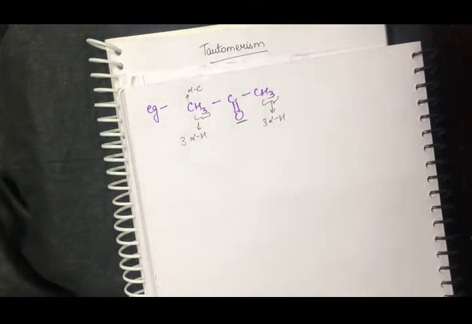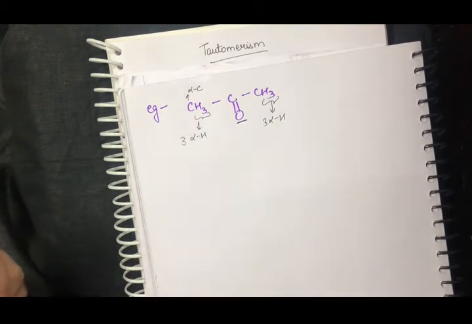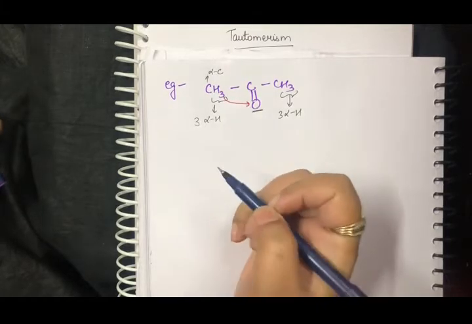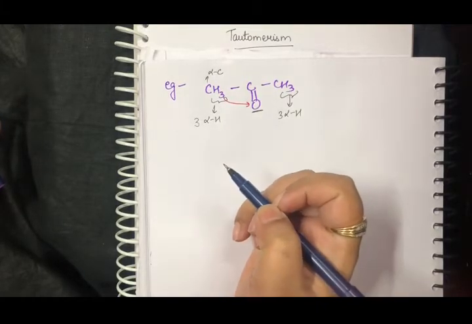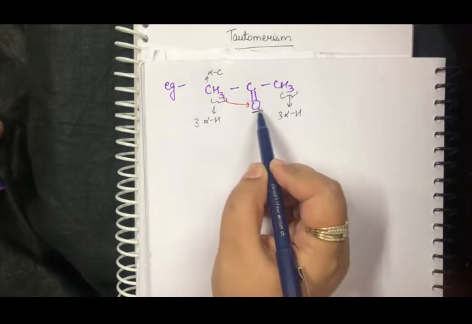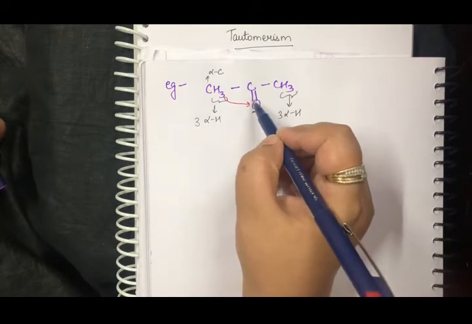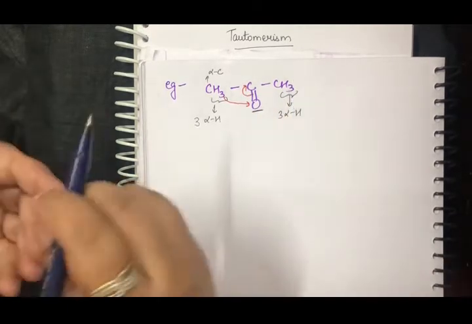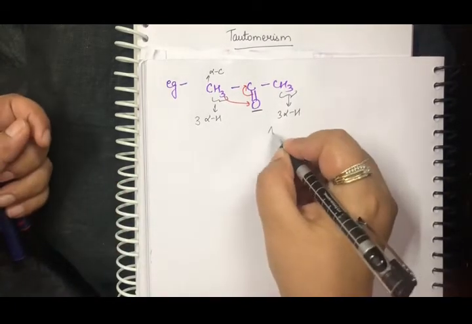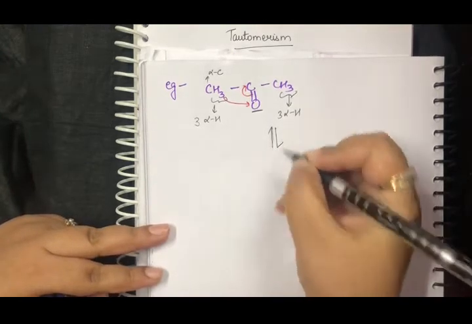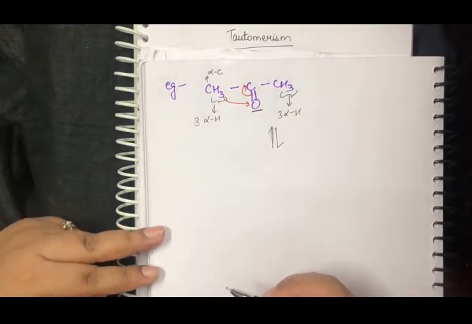Since both of them are exactly the same, what I am going to assume is that one of the alpha hydrogens will give its hydrogen atom to the electronegative atom, that is oxygen here. The moment one of the hydrogens comes here and attaches to the oxygen, one of the multiple bonds will go back to the carbon. So now I will have a dynamic equilibrium established between the two compounds.